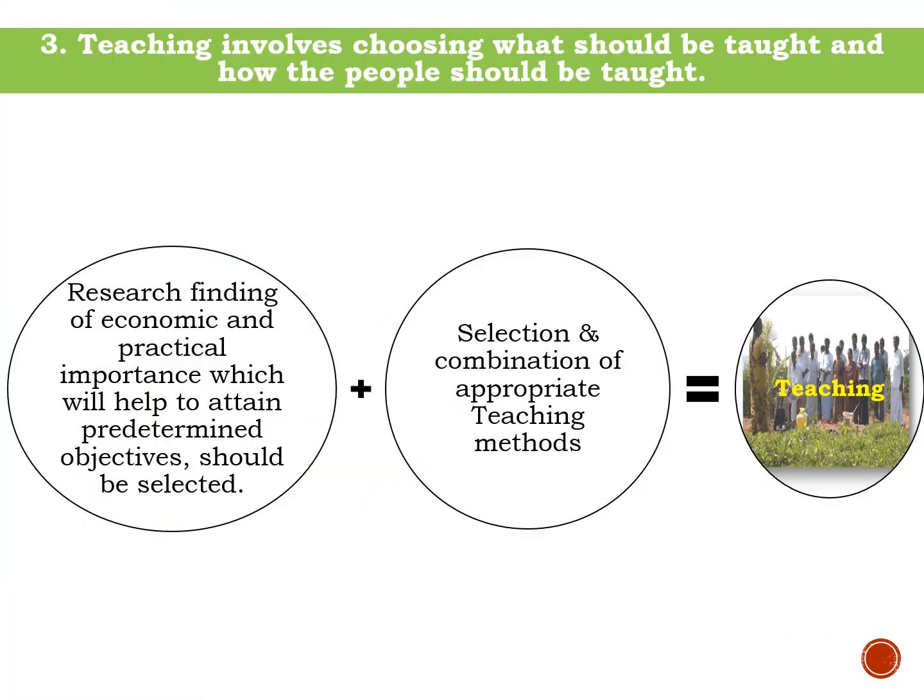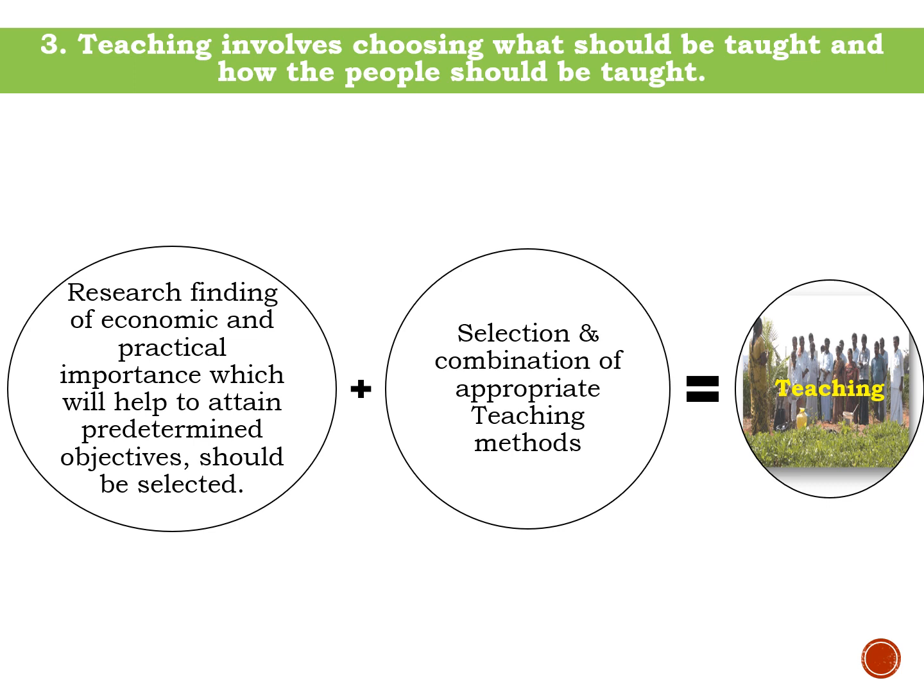Now we'll see the third step, that is teaching. Teaching involves choosing what should be taught and how the people should be taught. Here, what should be taught means the choosing of proper content, proper subject or message, or any agricultural technology, any practice or research finding which may be of economical and practical importance to the farmers, and which will help the farmers to attain their predetermined objectives of the extension education program, so that it will be helpful for making the farmer satisfied.